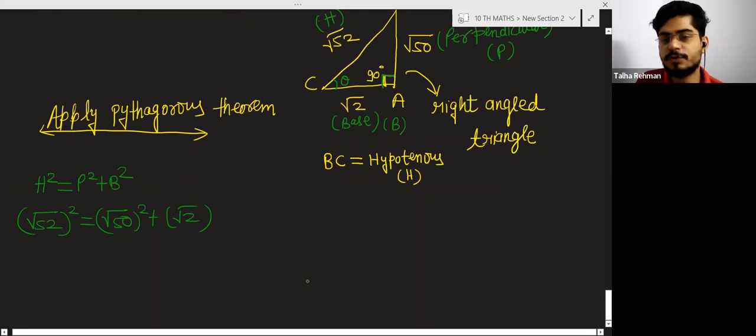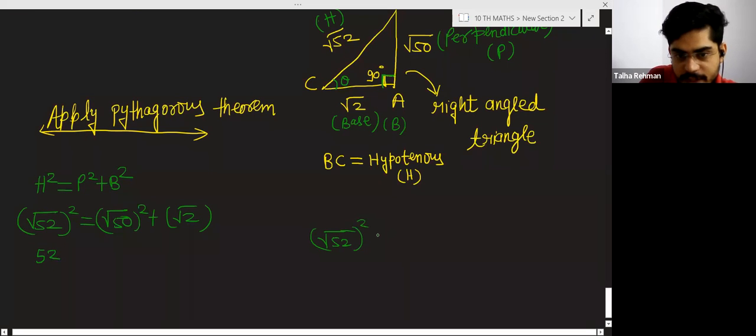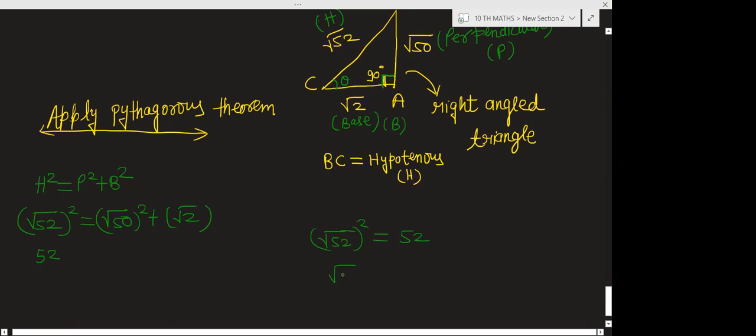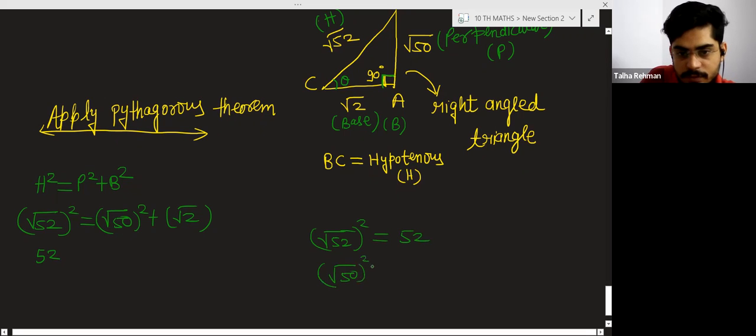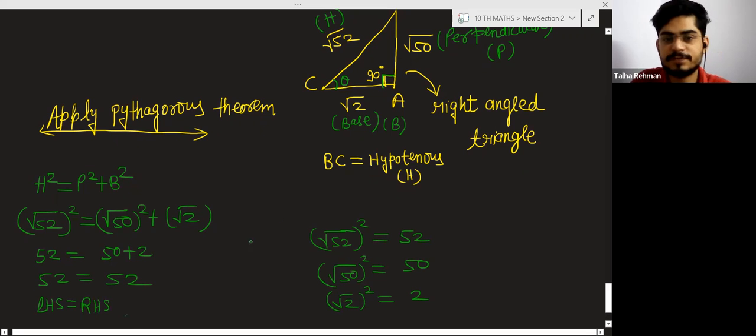Beta, multiply root 52 two times. You will get 52 only. Yes, sir. If you want to find the square of this, then the answer will be the number inside. Yes, sir. Root 50 squared is 50, and this one will become 2. So this is 50, this is 2, so this is 52 and this is 52. So you can say LHS equals RHS, which means Pythagoras is valid in this triangle.